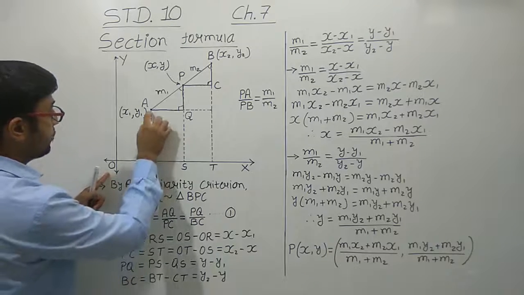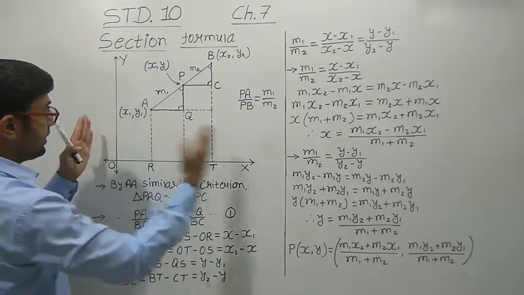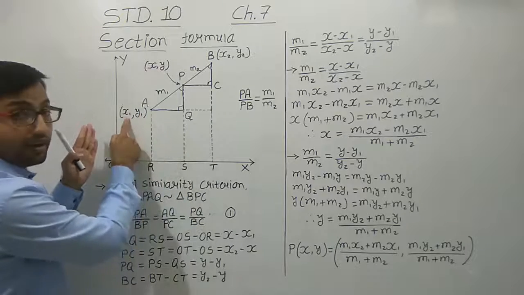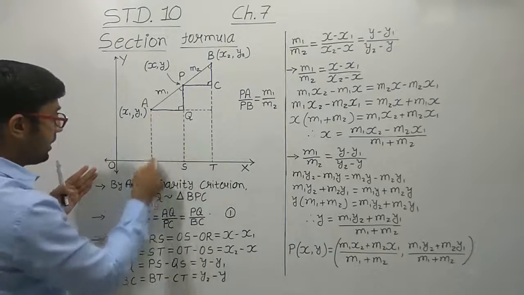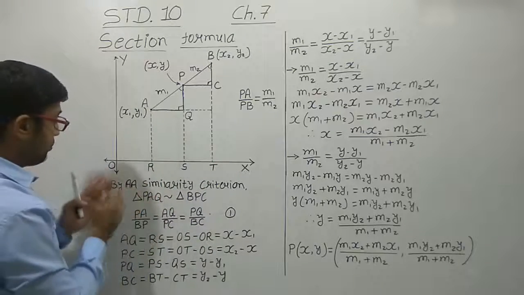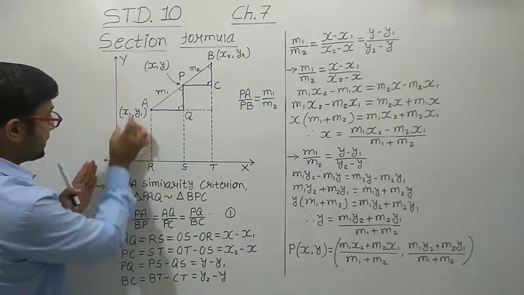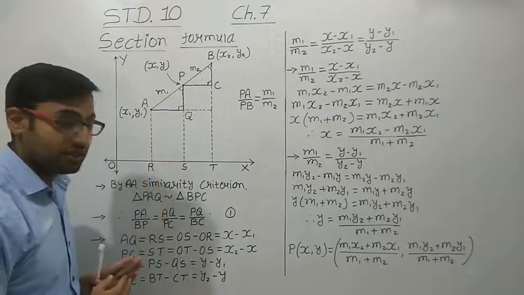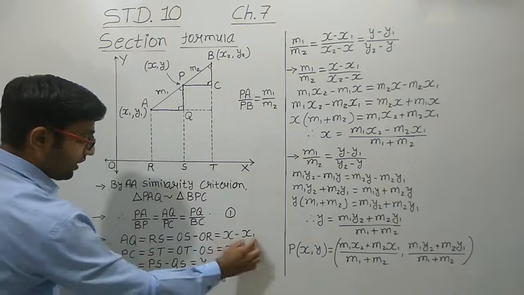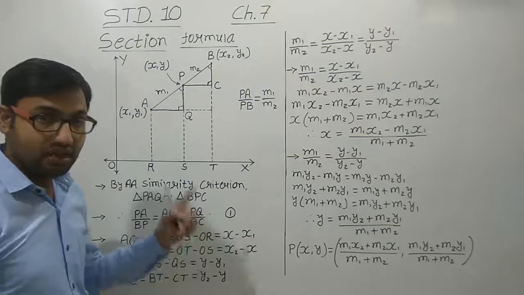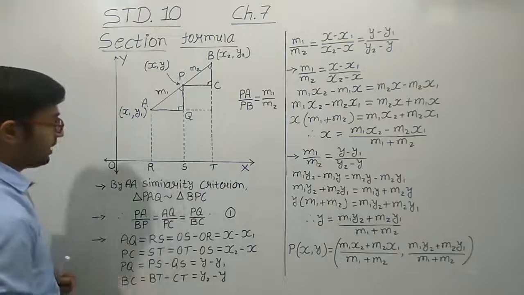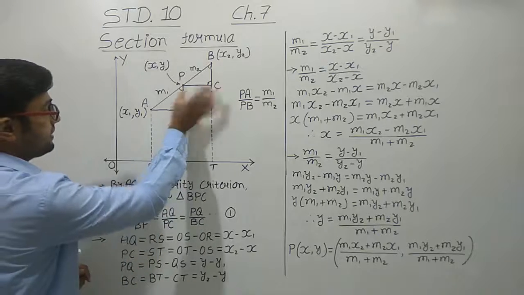In the same way, OR. R means this point A. A point is at a distance of x1 from the origin on the x-axis. So this point and this point are on the same line. So R point is also at an x1 distance from the origin. So OR we can write down as x1. Understand this thing? Okay.